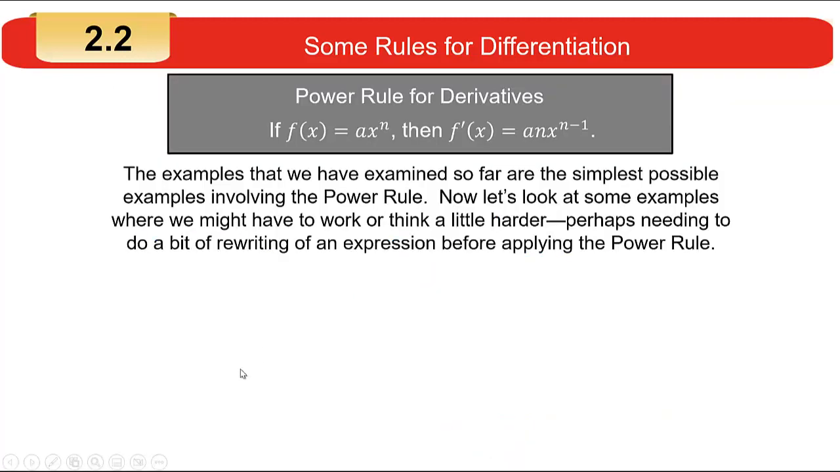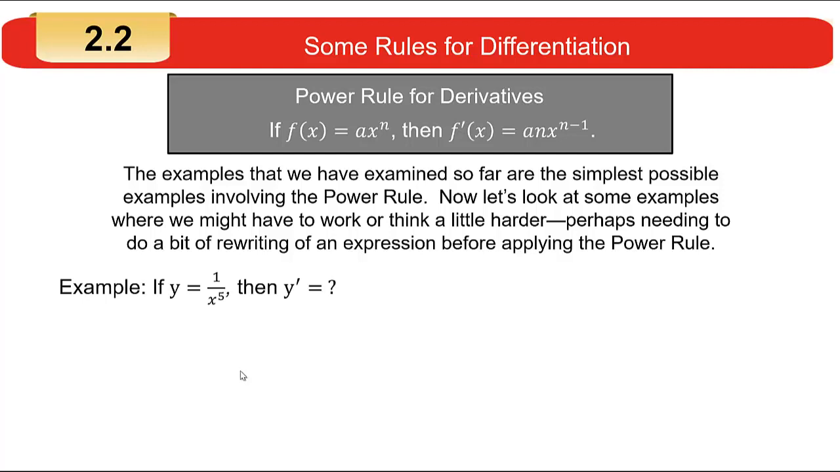Now, the ones we've done so far are the simplest possible examples of the power rule. You couldn't get much simpler than what we've done so far. But let's bump it up a little bit and look at some problems where maybe you have to either think or work a little bit harder, and maybe you have to rewrite something a little bit before you can actually apply the power rule. So we're going to bump the level up a little bit.